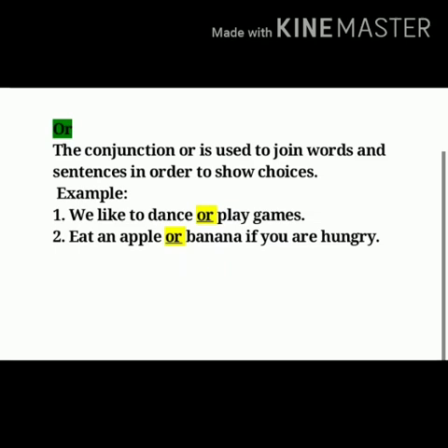Now let's study about another conjunction, that is or. The conjunction or is used to join words and sentences in order to show choices. For example, we like to dance or play games. Eat an apple or banana if you are hungry. In these two sentences, the conjunction or is used, and in both the sentences, the conjunction or is showing the choices. So this is all about conjunction or.